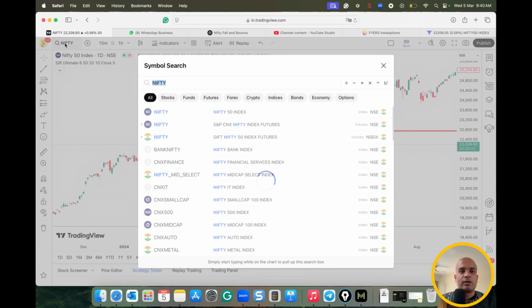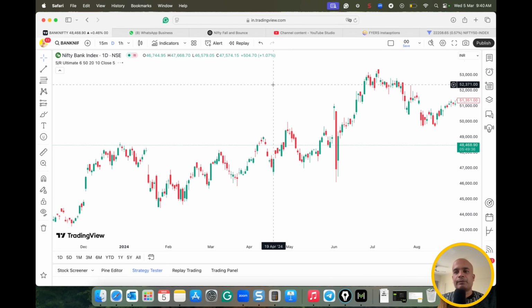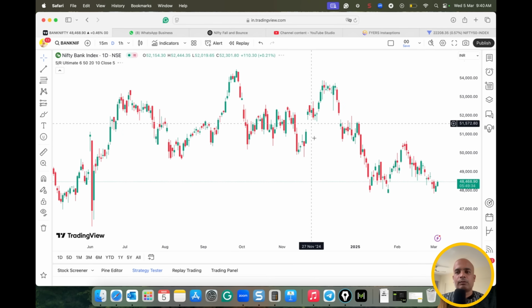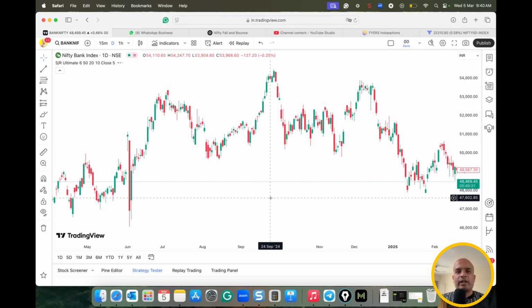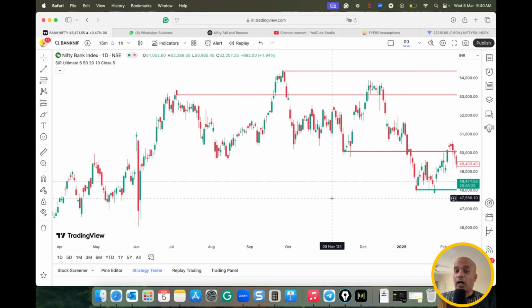I will go to some other instrument. For example, if I go to Bank Nifty, it takes a little time to upload. See here, the red color lines are resistance lines. The green color lines are support lines. It also thickens the levels based on their importance. For example, this green is very thick, which means it is a very strong support zone.